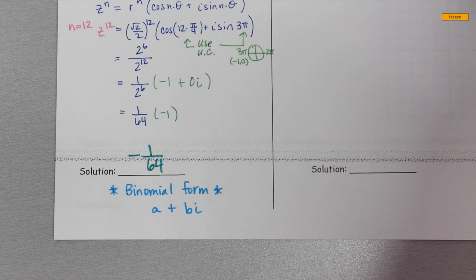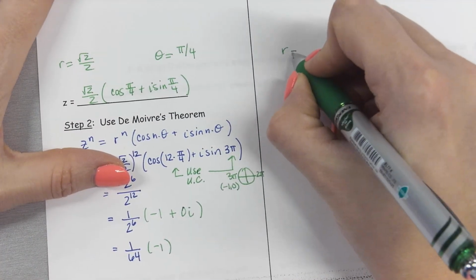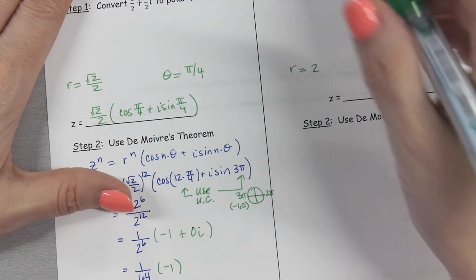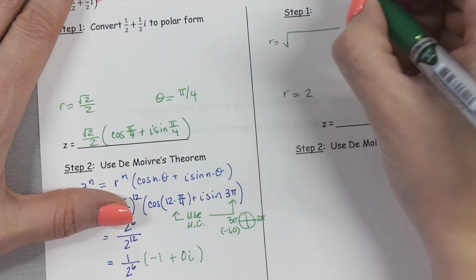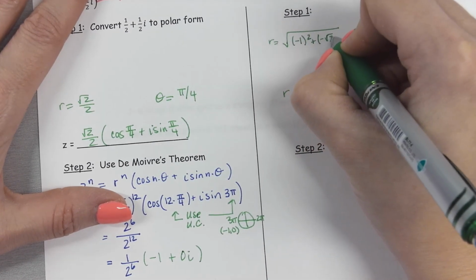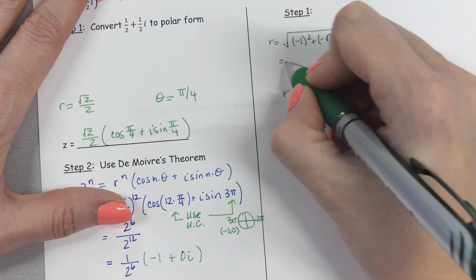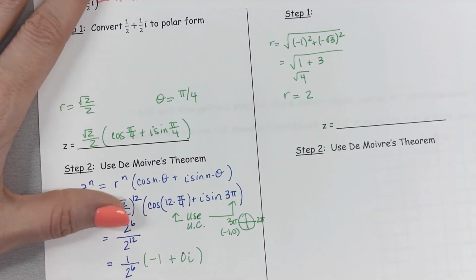So in step 1, Gabe, what'd you get for your r value? 2. Okay, so just make sure that when you are plugging in those values, you're only plugging in the a and the b. So your a is -1, your b is -√3. So this is 1 plus 3. That's where you're getting the value of 2.